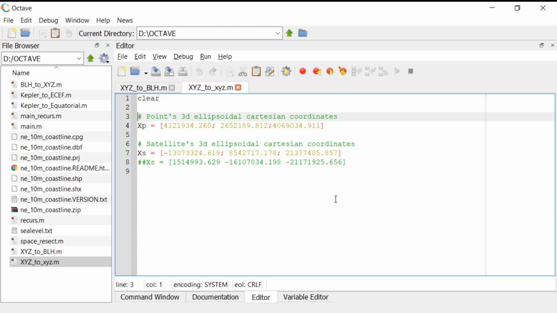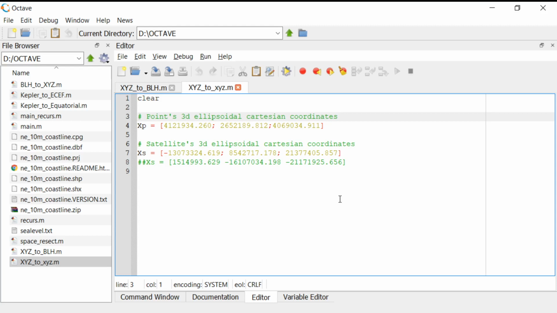So for this purpose, we will solve this problem on an example, an Octave example, by obtaining the satellites' coordinates in both polar coordinates and also ellipsoidal geographical coordinates. So now I have created my Octave script.